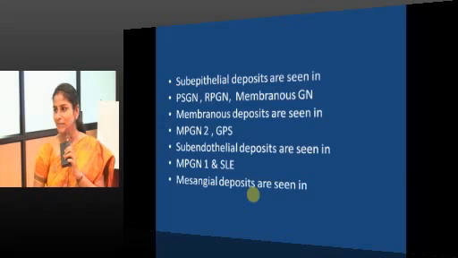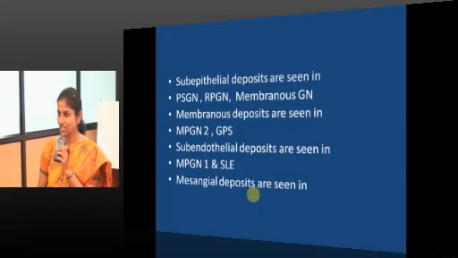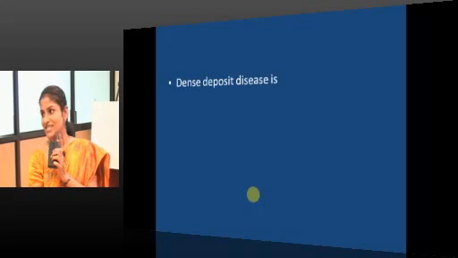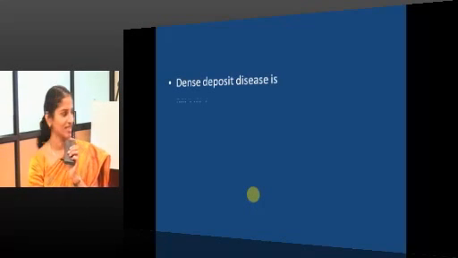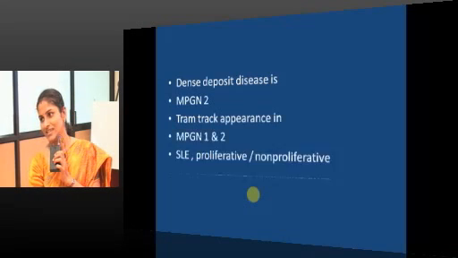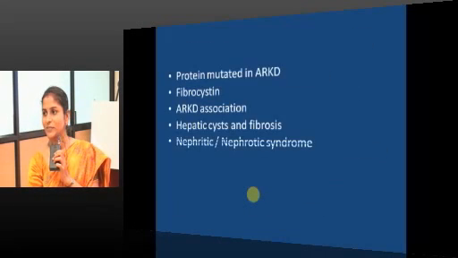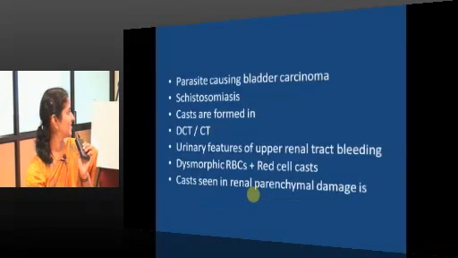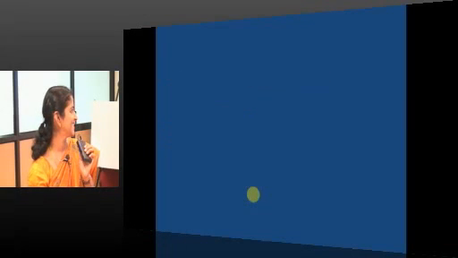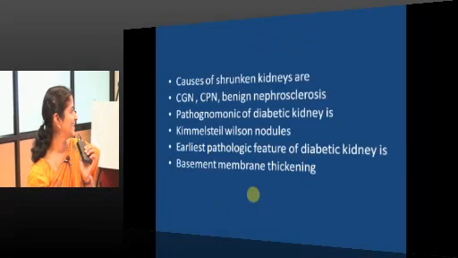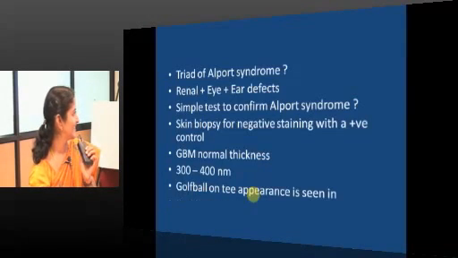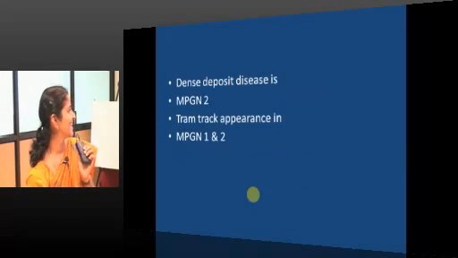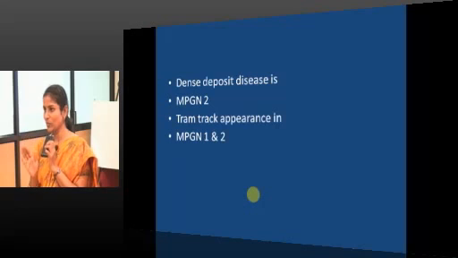Okay. Mesangial deposits are seen in IgA nephropathy and HSP. Good. Dense deposit disease is MPGN type 2. Tram-track appearance is seen in which type? You have seen all the answers, right? Okay. Tram-track appearance is seen in MPGN type 1 and type 2.